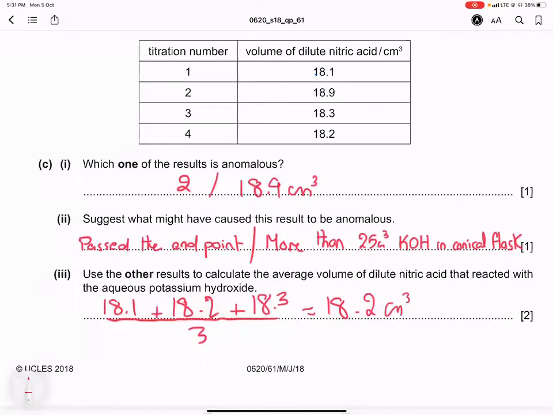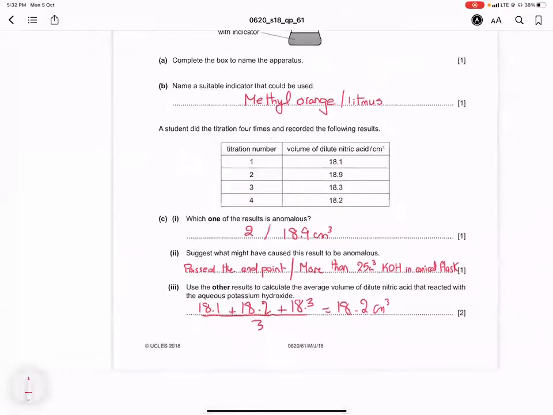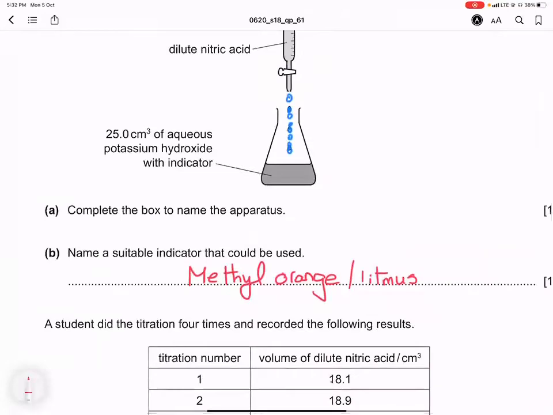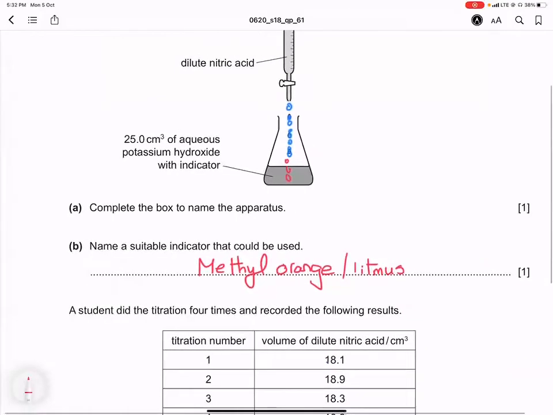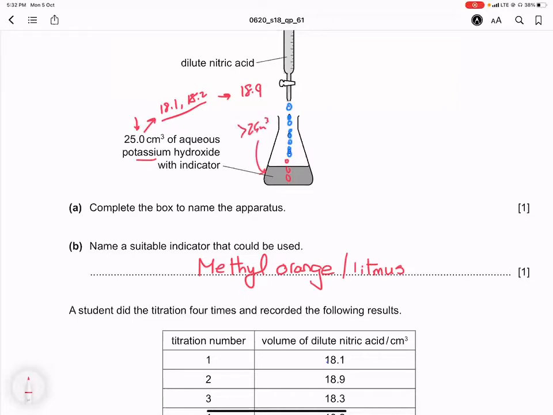Suggest what might have caused this result to be anomalous. There are 2 possible reasons. The person doing the titration might have gone past the endpoint. He didn't recognize the color change and passed the endpoint and added more nitric acid. That's why the volume of nitric acid in experiment 2 was very high. Or he added more than 25 cm³ of potassium hydroxide in the conical flask at the beginning of the experiment. You see the 25 cm³ needed around 18.1 or 18.2 cm³ to be neutralized. The reason that he might have needed that large volume in experiment 2 is that maybe he added more than 25 cm³ in the conical flask at the beginning, and that's why he required that large volume of nitric acid.